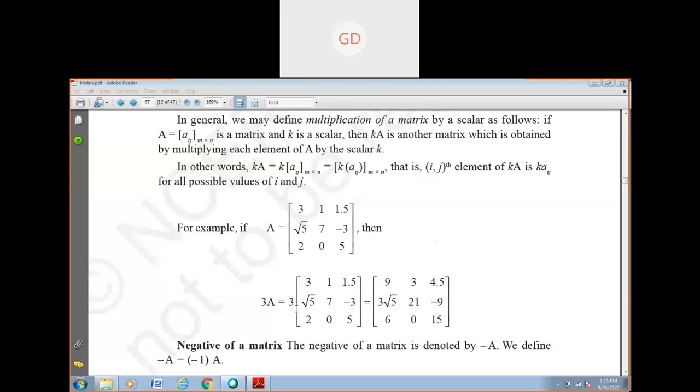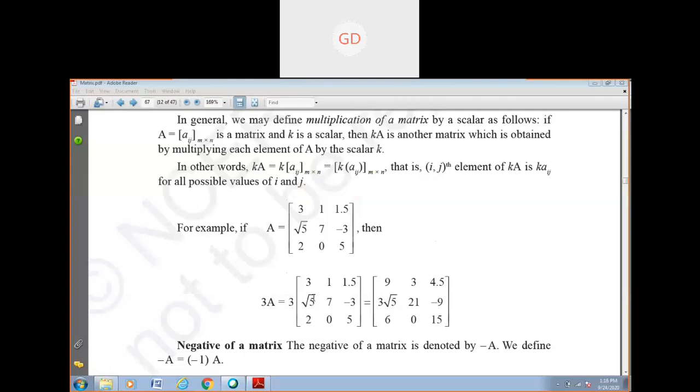So 3 is just here outside the matrix A, and A is simply written, and now to get the resultant matrix, we have to multiply all the elements by this external constant 3. So 3 into 3, 3 into 1, 3 into 1.5. That is, the first row is multiplied. So the first row we have got 9, 3, 4.5.